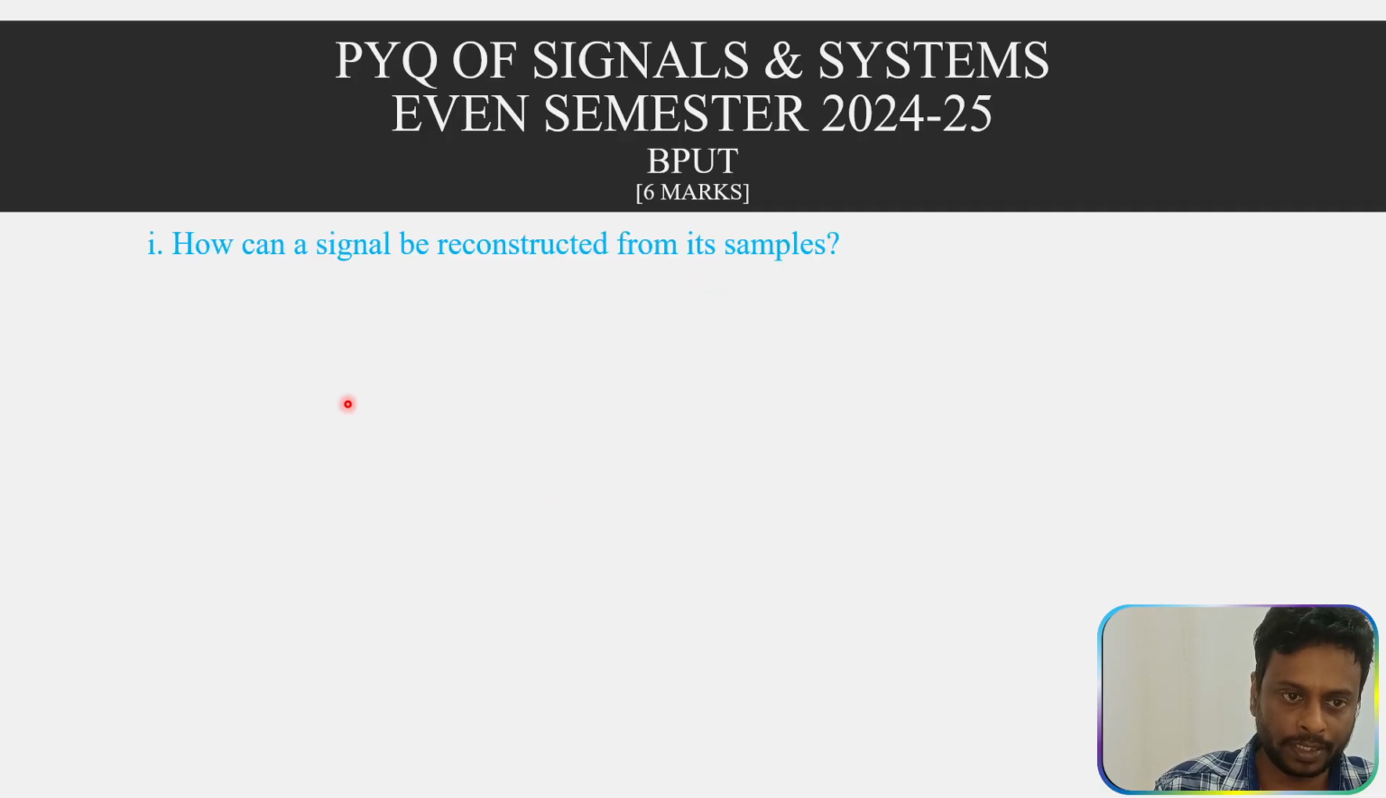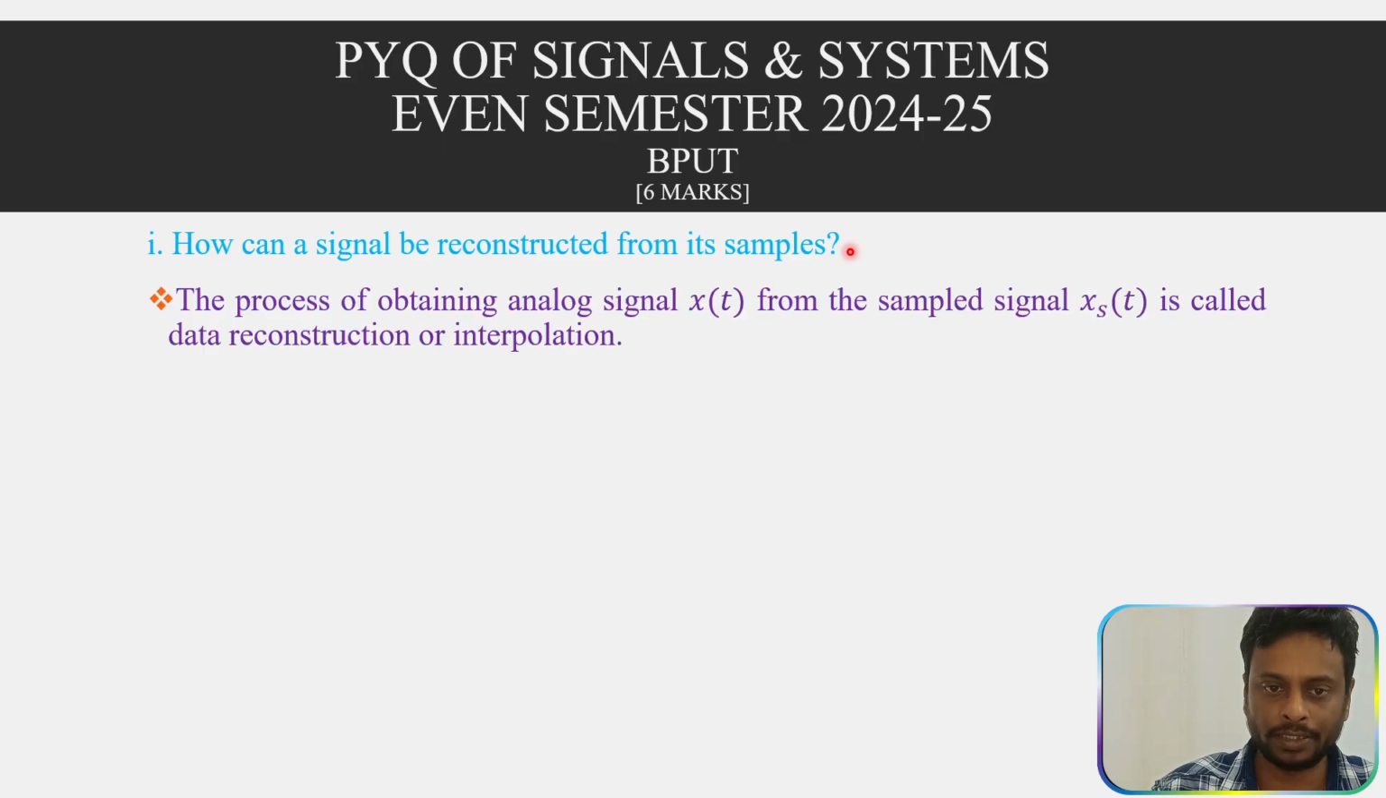The first question is: how can a signal be reconstructed from its samples? We are reconstructing from the samples, which means we are doing interpolation. From the sampled signal, we will construct the analog signal. So the process of obtaining x(t) from the sampled signal x_s(t) is called data reconstruction or interpolation.